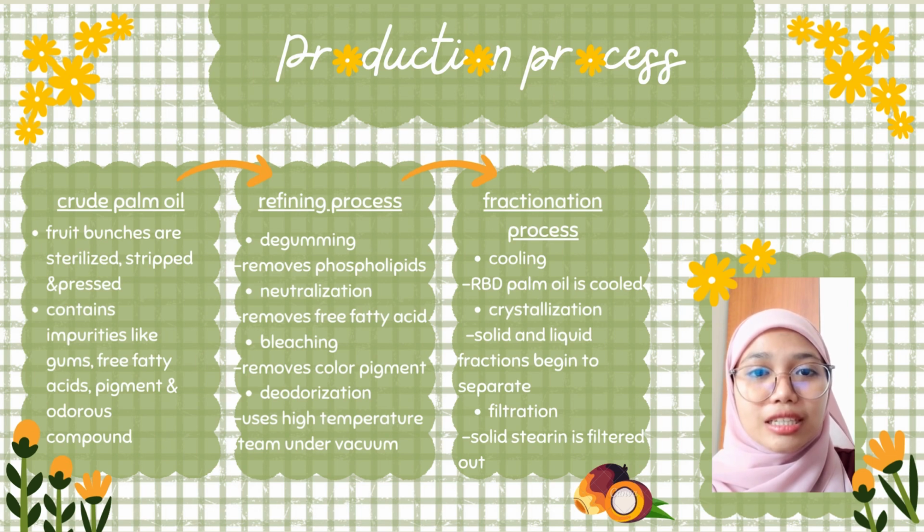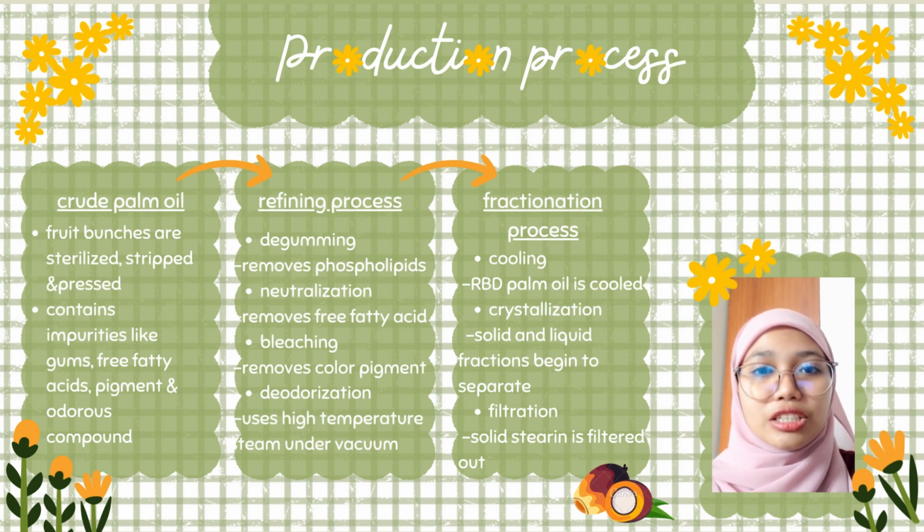First, degumming. This removes phospholipids, also known as gums. Neutralization. Free fatty acids are removed by reacting them with an alkali like sodium hydroxide, forming soap stock. Bleaching. Color pigments like carotenoids are removed using bleaching earth or clay under vacuum. Deodorization. Finally, the oil is treated with high temperature steam under vacuum to remove unpleasant odors. After this, we get RBD palm oil, clear, neutral in smell and taste, and safe for consumption.